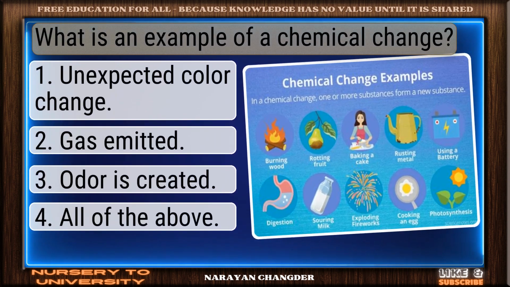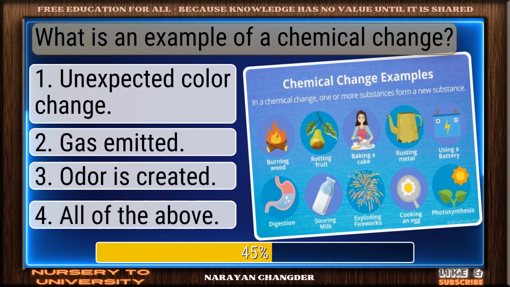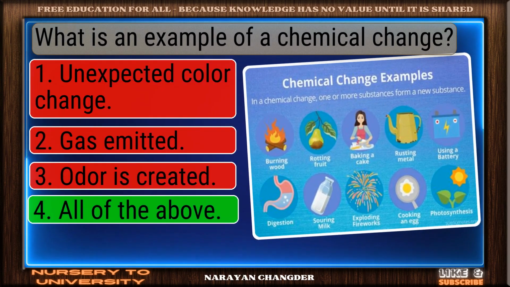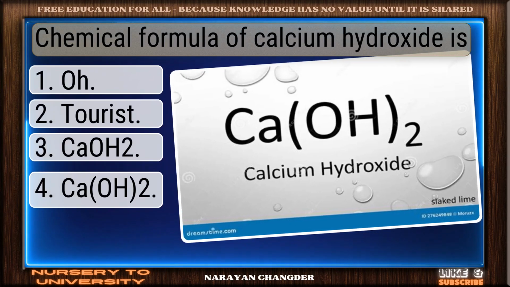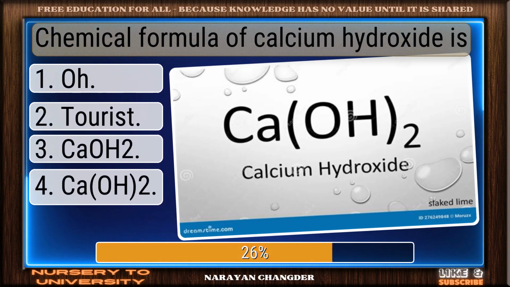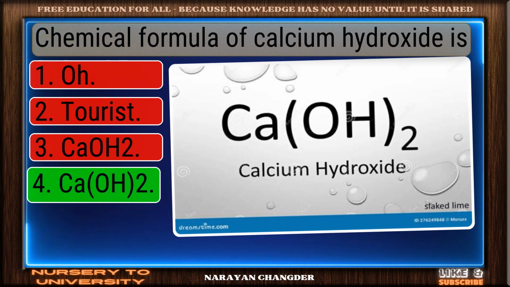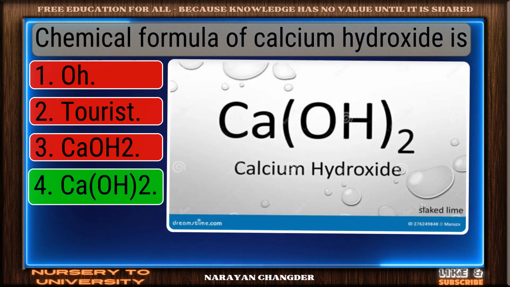What is an example of a chemical change? Solid response. All of the above is a valid choice. Chemical formula of calcium hydroxide is... Great thinking. Ca(OH)2 is the right choice.